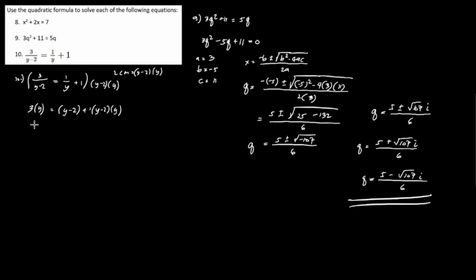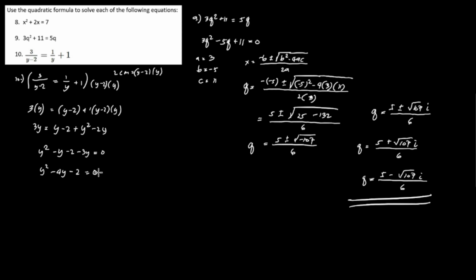And simplify. So 3 times y, or 3y, is equal to y minus 2 plus y times 1 times y, or y squared, and y times negative 2 times 1 is negative 2y. And this is y squared, y minus 2y is negative y, minus 2. And transpose 3y to the right side, negative 3y, equate that to 0. And summarize: y squared minus y minus 3y is negative 4y minus 2, and it is equal to 0.